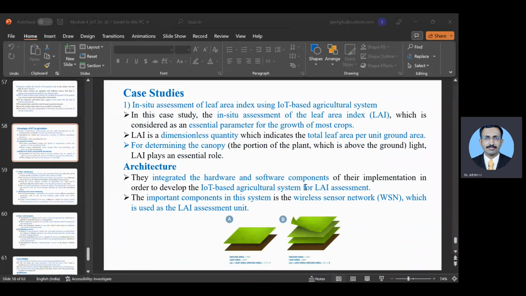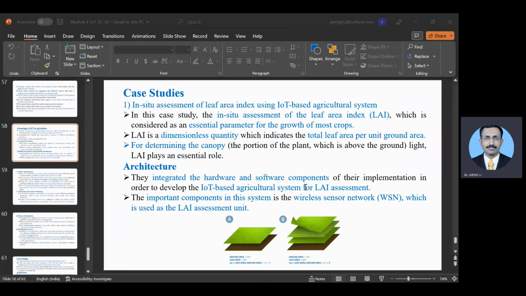So let us see the architecture. We will see the architecture, hardware, and all those things, like how one of the scientists has done the study on a particular portion, and we will see how he has done all these things. So it is a case study.